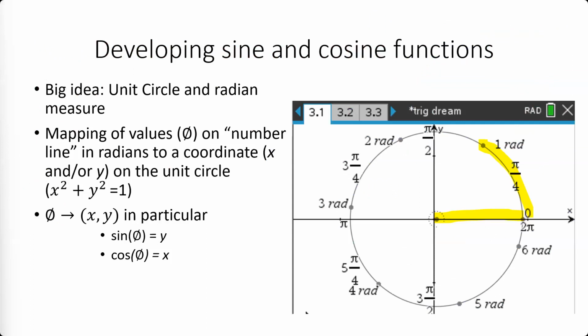Great. Okay, so this you guys probably know, but I just wanted to level set that the sine and cosine are the big ideas. They come from the unit circle and radian measure, mapping values from a number line.